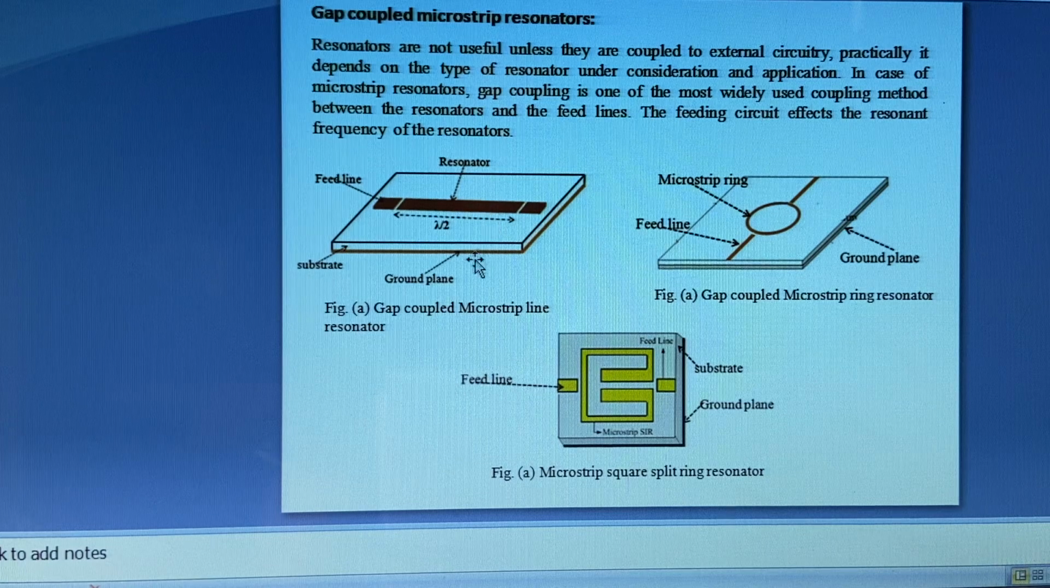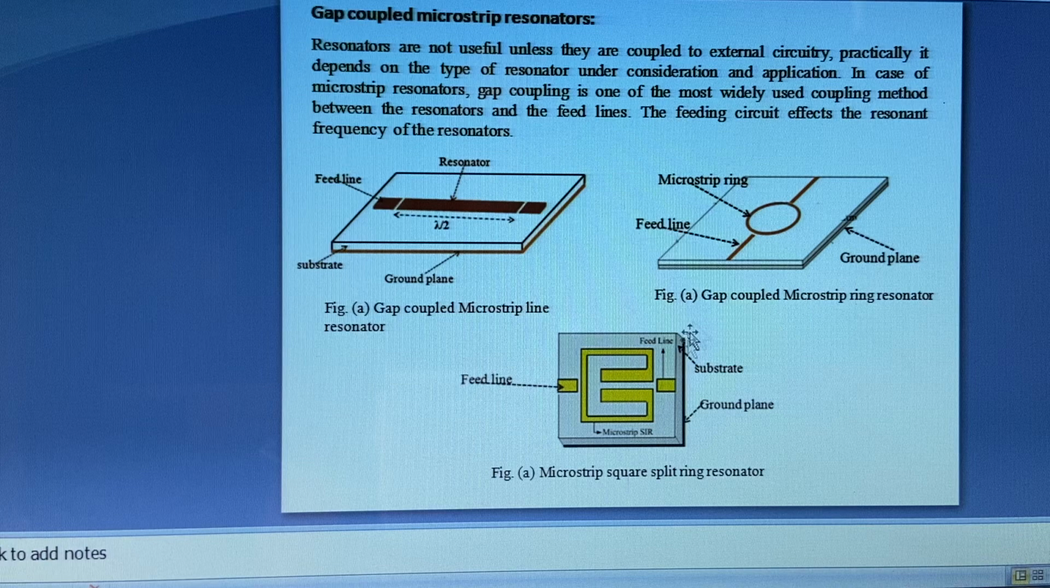Because a microstrip transmission line is used to implement this, and this is also a microstrip resonator, but the microstrip line is in the form of a ring. Similarly here, this is also a microstrip structure and a resonator, but the shape of this resonator is a split ring resonator. This is called a split ring resonator. So all these are microstrip resonators because a microstrip transmission line is used to implement all of them.